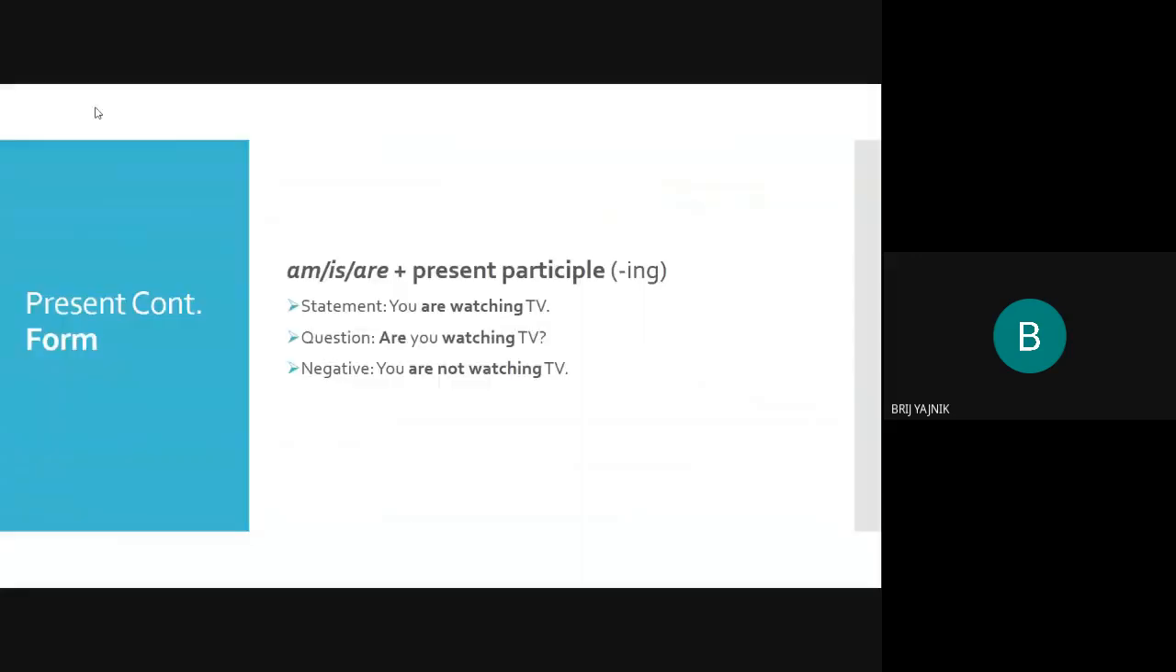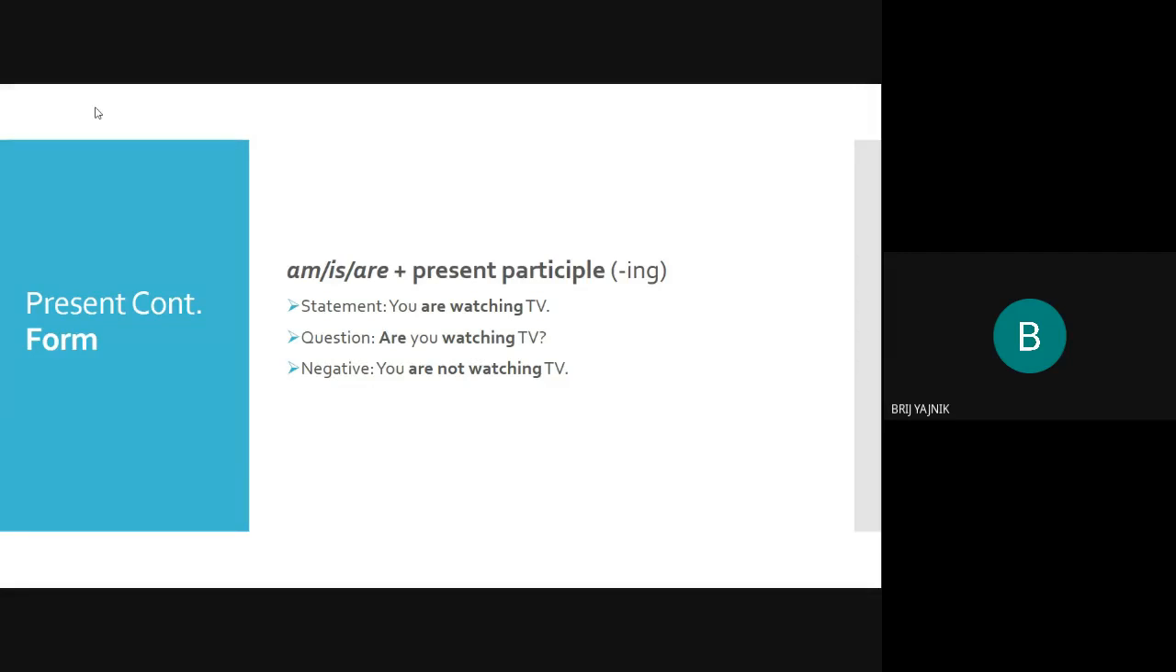Let me now take you to the present continuous tense, and we already know the form of this tense. We know that it's M is R, and we also know that it's ing. Ing is technically known as a present participle in grammatical language. So the simple sentence can be "You are watching TV," and the question can be "Are you watching?" And "You're not watching" can be the negative. This is something that we all know since our grade 5.